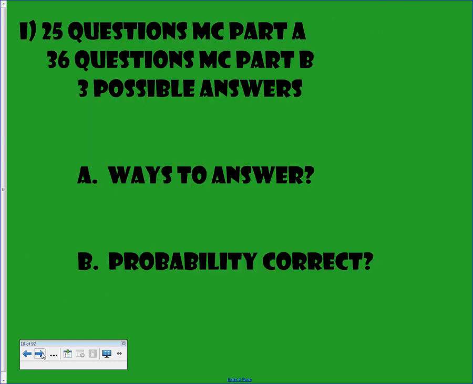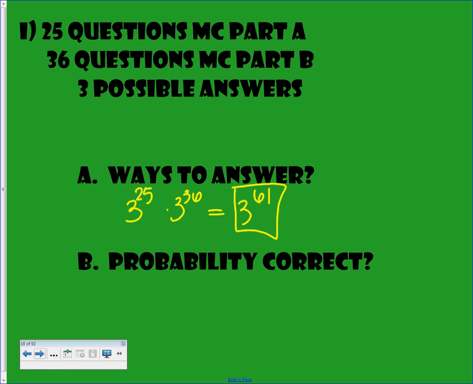Okay, then we'll try a word problem. Part A of a multiple choice exam contains 25 questions, and Part B contains 36 questions. There's three possible answers. How many ways can a student answer all of the questions on the test? Okay, so if there's 3 possible answers, there's 3 ways I can answer the first question, and the second and the third. Okay, so 3 times 25, or 3 to the 25th for Part A, and 3 to the 36th for Part B. So altogether, that'd be 3 to the 61st ways, because there's 61 questions on the test.